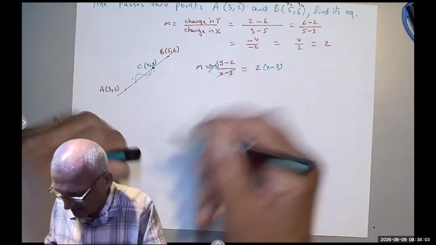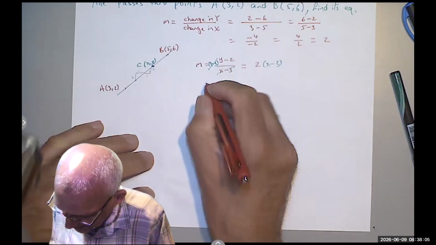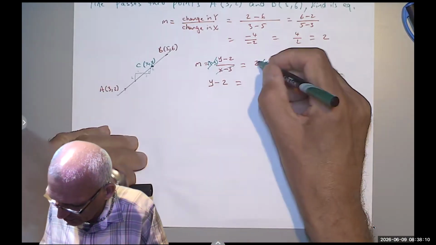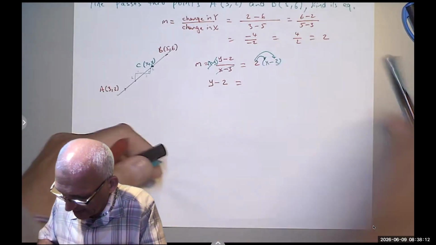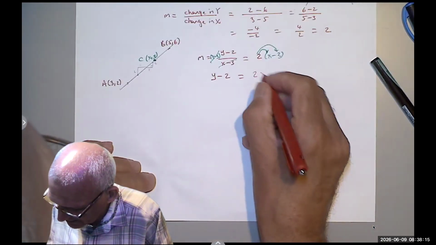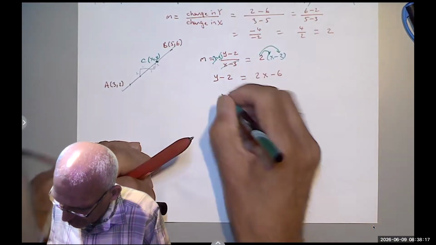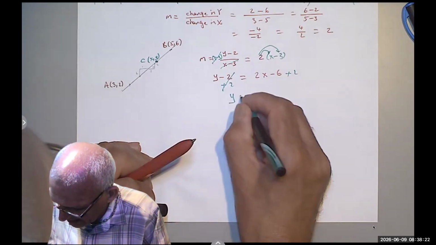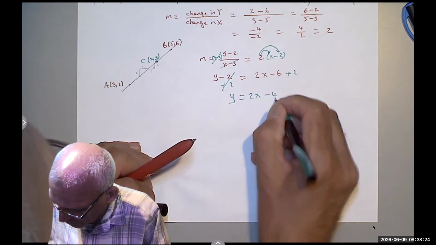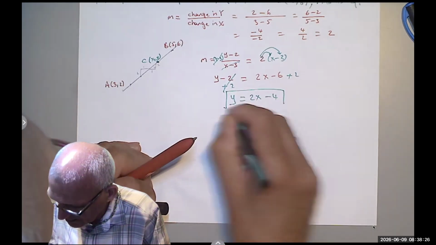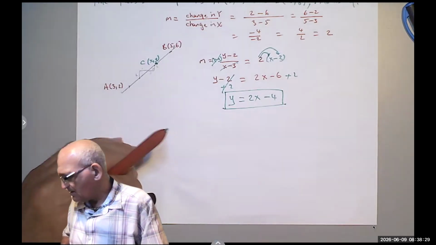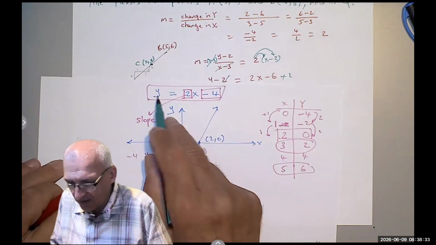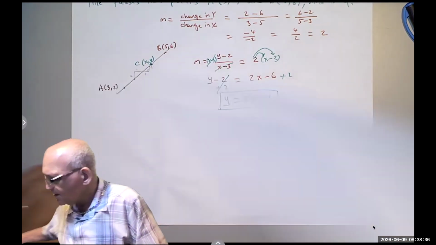These two would cancel, and the left-hand side would be y minus 2. The right-hand side, I'm going to distribute the 2, so I get 2x minus 6. And then I'm going to add 2 to both sides. So I get y equals 2x minus 4. Wait a second. Isn't that the equation we had? Yeah, y equals 2x minus 4.